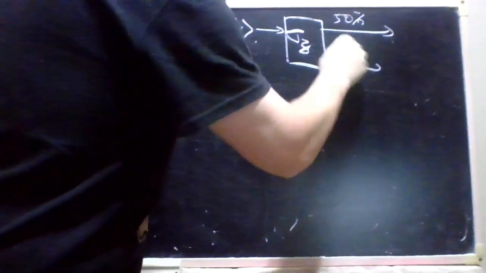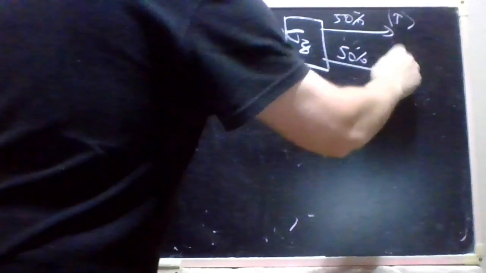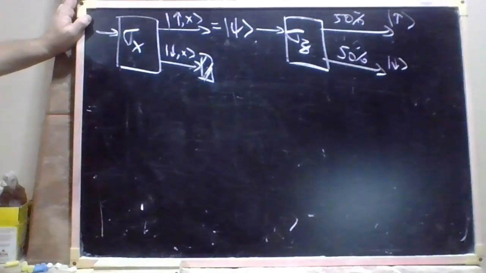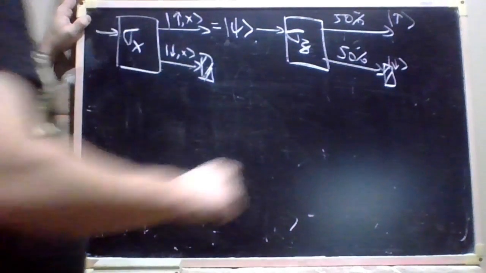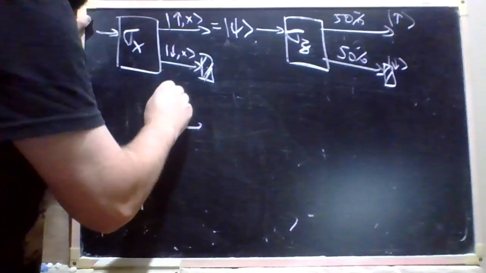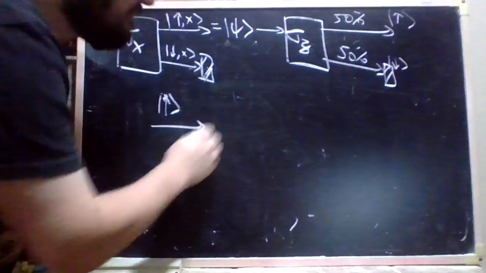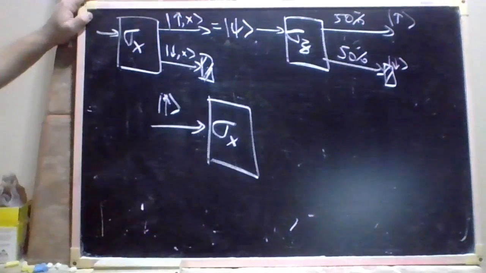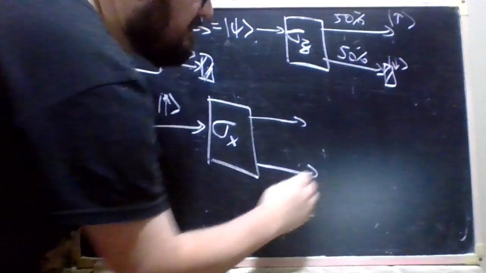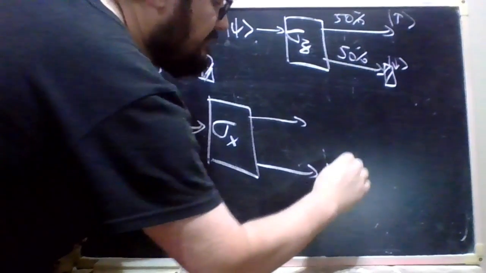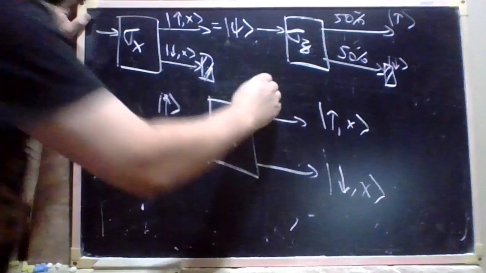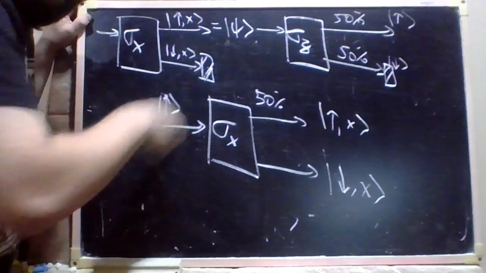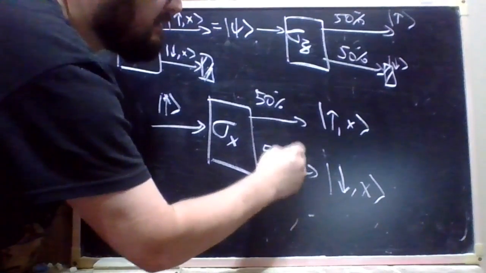And in this way, you will find 50-50, up and down, right? Up and down. And you can block the down state or the up state, doesn't matter. You choose. And now you have an up state, right? You have an up state. And you decide to measure again the sigma of x. What is the probability of finding the down state in the x direction and the up state in the x direction? 50-50, because of the linear combinations we showed just a moment ago.